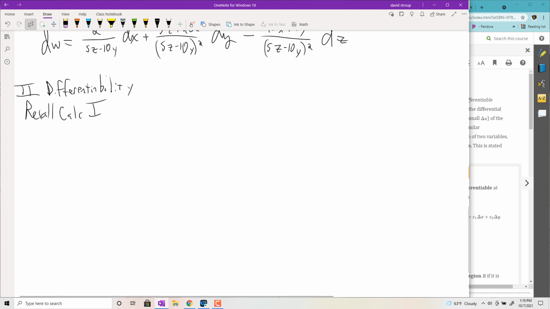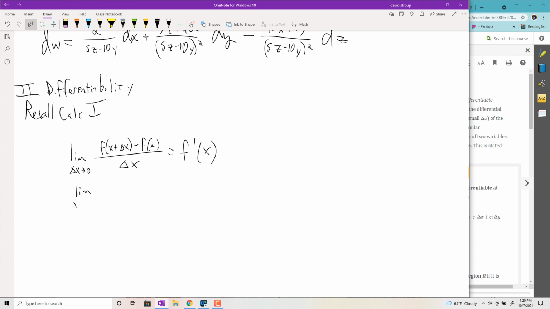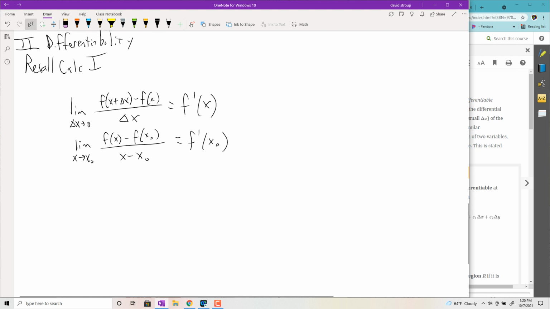Something was differentiable so long as the limit as change in x goes to 0 of f of x plus change in x minus f of x, all over change in x, existed. Then you would have the derivative. And then we had alternate definitions: as x goes to x sub 0 of f of x minus f of x sub 0 all over x minus x sub 0 equals f prime of x sub 0. So it was a difference quotient.